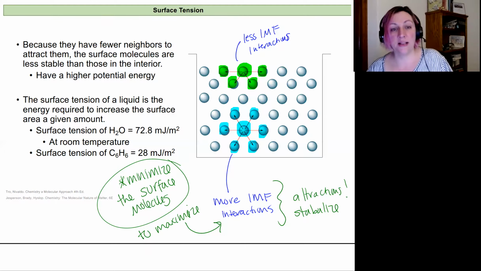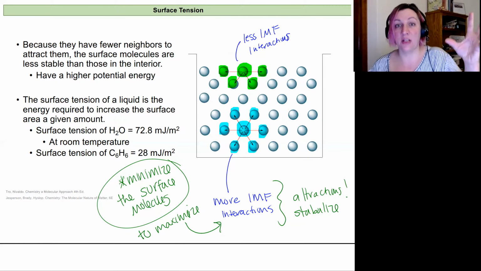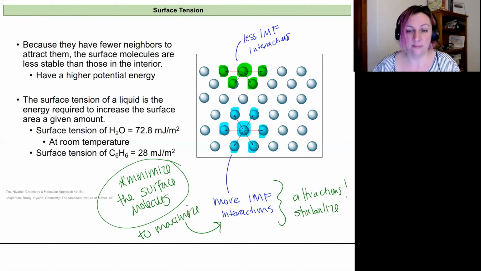So we see that water has a pretty high surface tension. It's like 72 millijoules per meter squared, compared to something like hexane, which is just non-polar and just has limited dispersion forces. It's like 28 millijoules per meter squared. So we see this direct connection between the surface tension of something and the number of intermolecular forces it has.